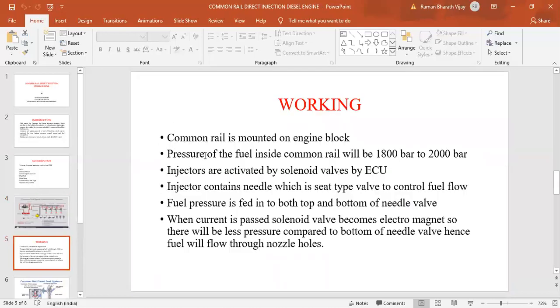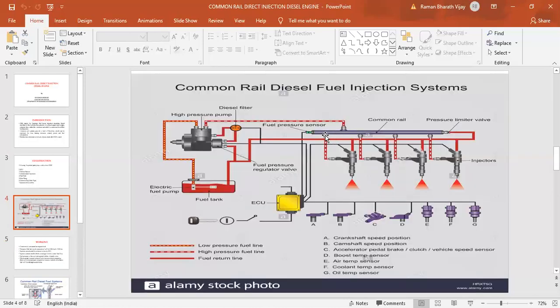So I have given you some important points. See, first point, the common rail is mounted on the engine block. This you know, and the pressure of the fuel is 1,800 bar to 2,000 bar. What is that? It is the pressure of the fuel, the common rail pressure. Some of the vehicles, according to the company, have the pressure increased to 2,500 bar. So that is a different thing. Now, generally, the pressure is 1,800 to 2,000 bar.